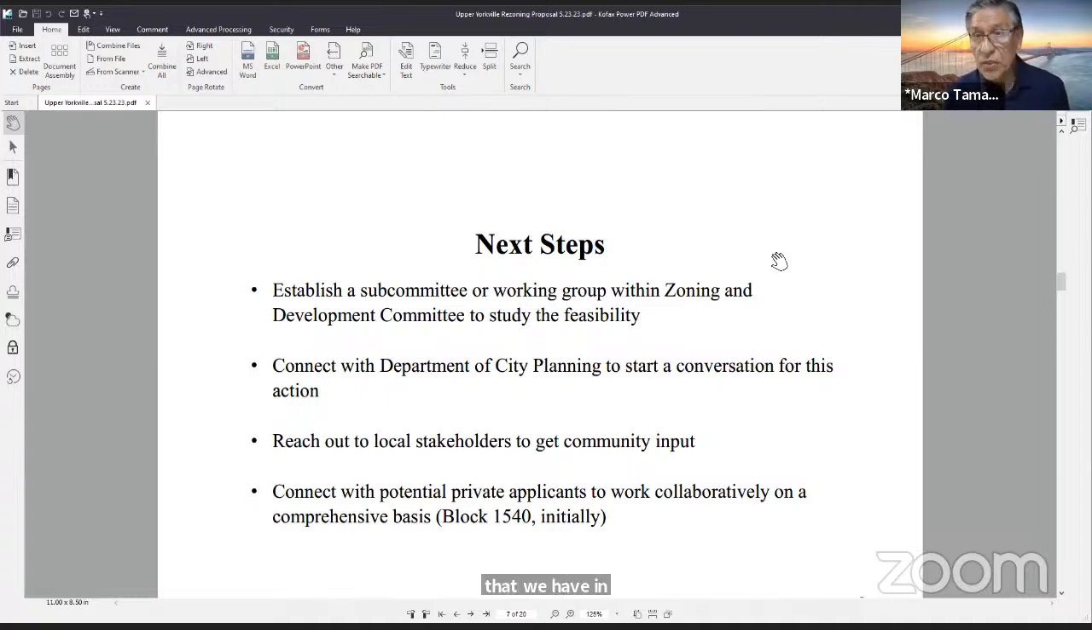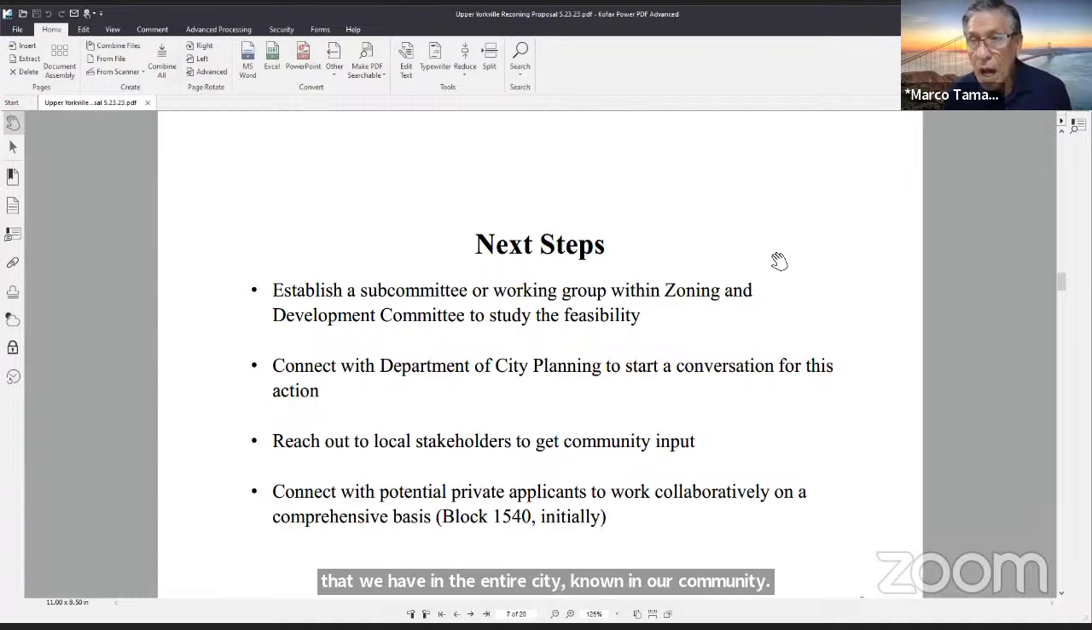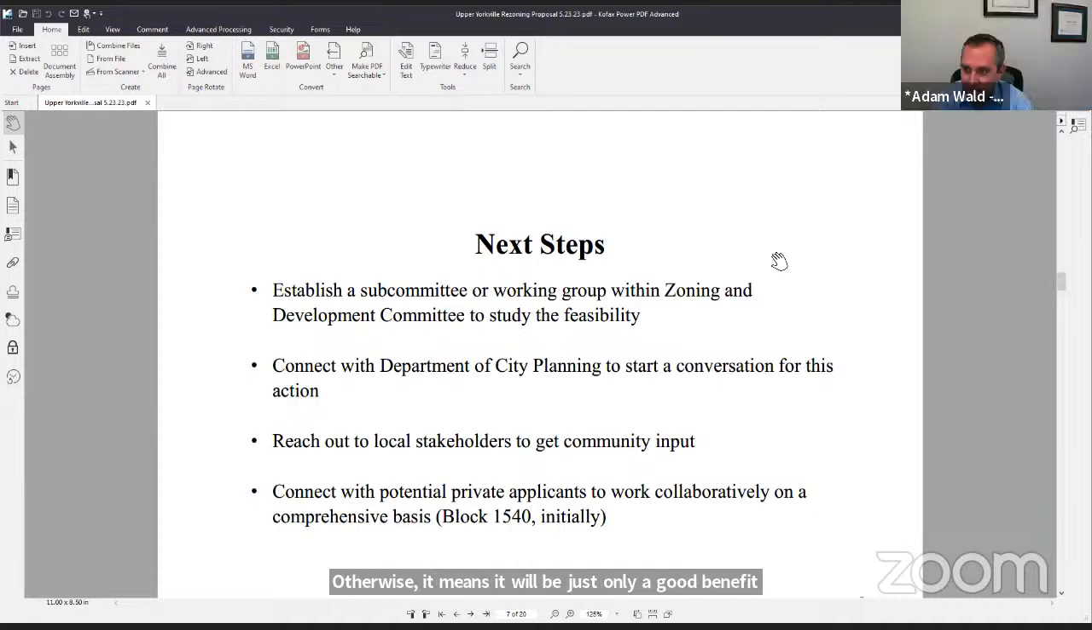So the only situation is, myself, I'm for supporting this application as long as it is guaranteed that mandatory inclusionary housing happens. Otherwise, it will be just a good benefit for the developers or for the landowner of those lots. Thank you so much, and I'm sorry to be so aggressive.